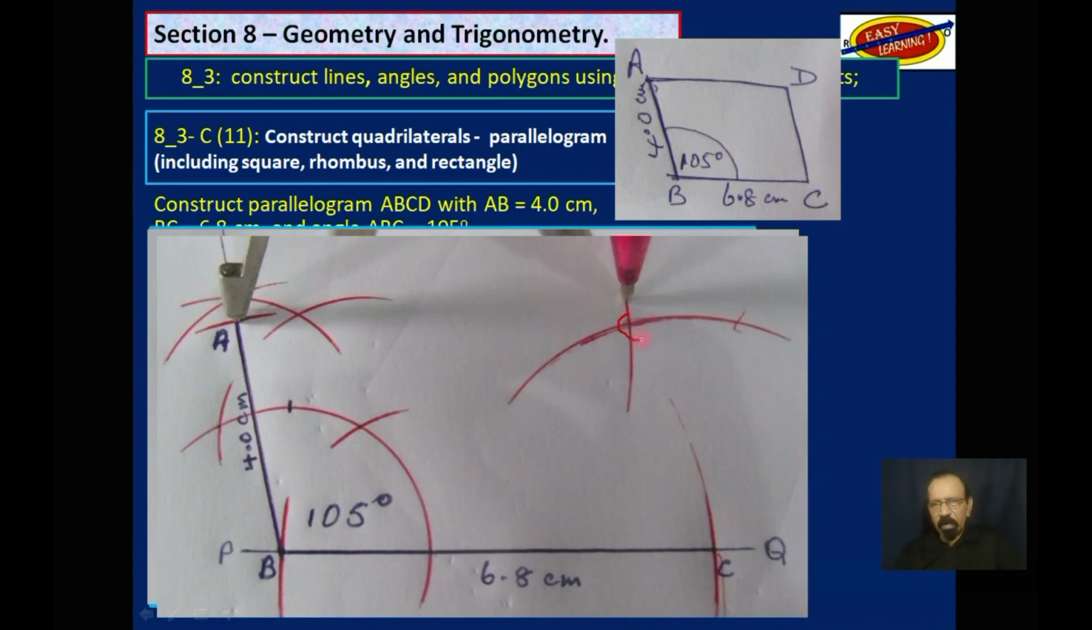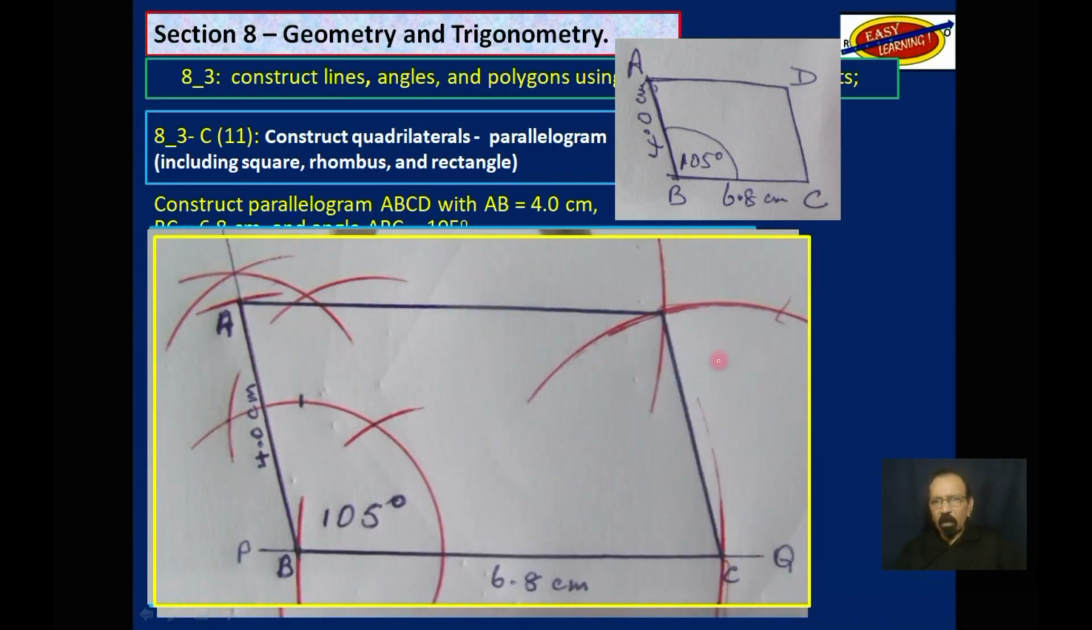Now remember this point here, that point there is the same distance from C as AB. And it is also the same distance from A as BC. So all we now need to do is draw a bold line there and there. And this is the completed required parallelogram. There is a third method of finding that fourth point up there, D, which I will show you when I'm doing it practically.